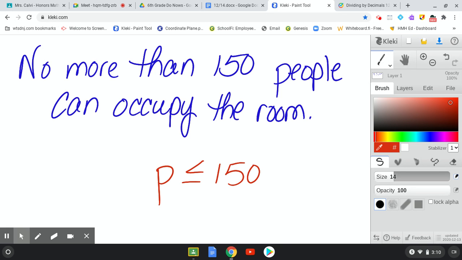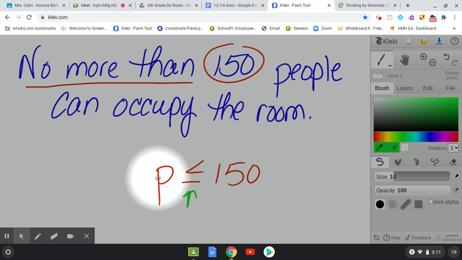Because it's saying no more than, I can have 150 people in there. I shouldn't say at least. I can have a maximum number of 150, but I can have 150. So I have to use this equal bar with my inequality because I'm allowed to have 150 people in that room, but it has to be 150 or less. So the people in the room has to be less than or equal to 150.